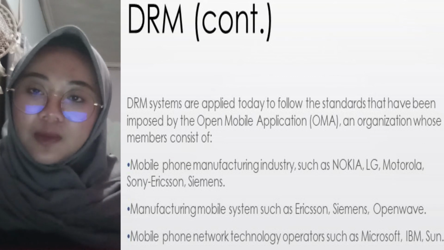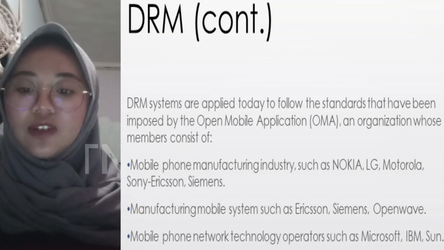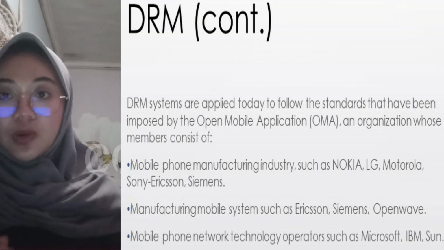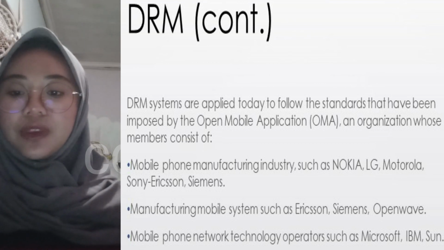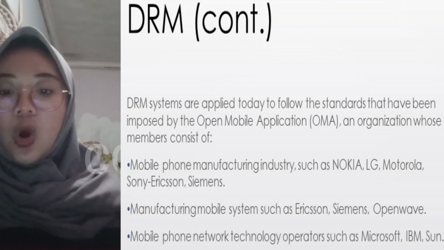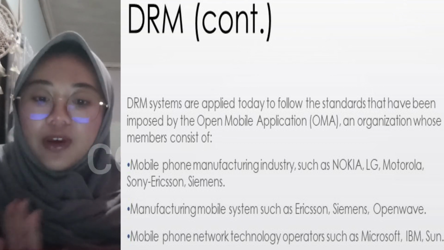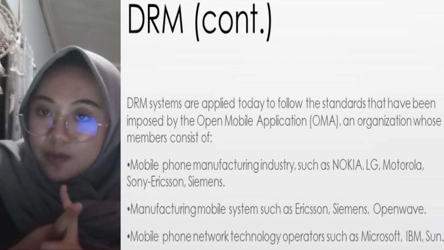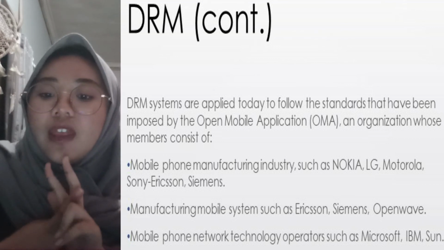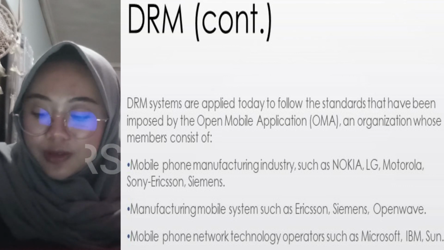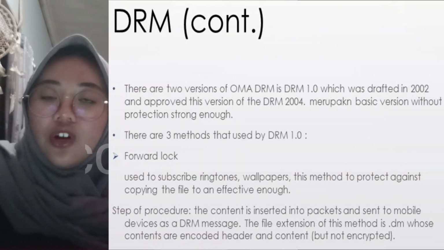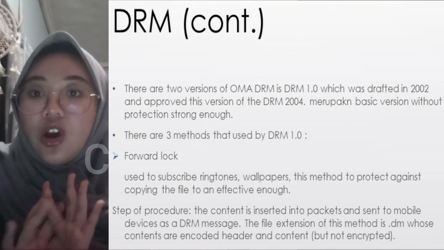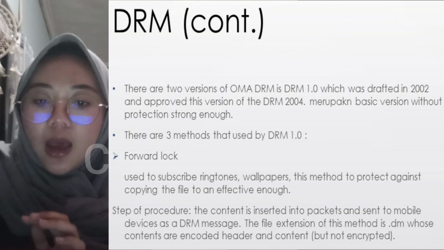And then the systems applied today follow the standards that have been imposed by the Open Mobile Alliance, or OMA. It is an organization whose members consist of the mobile phone manufacturing industry, mobile system manufacturers, and mobile phone network technology operators. There are two versions of OMA DRM, which are DRM 1.0 and DRM 2.0.